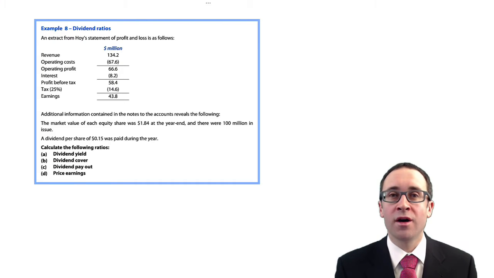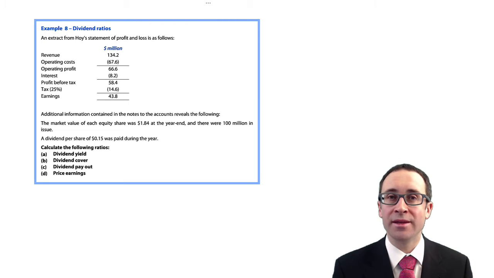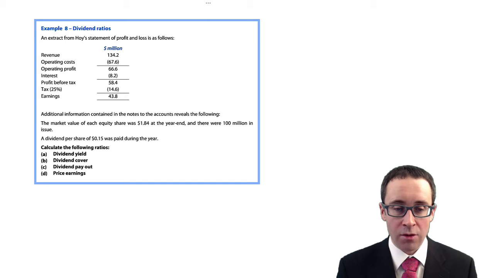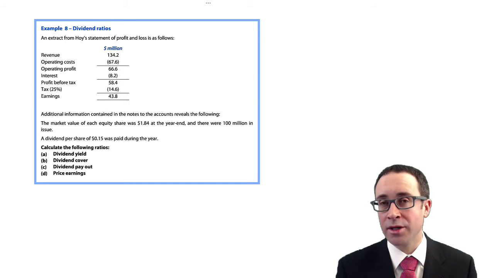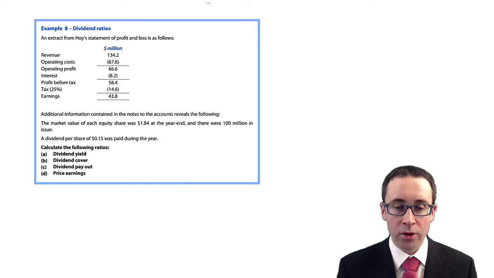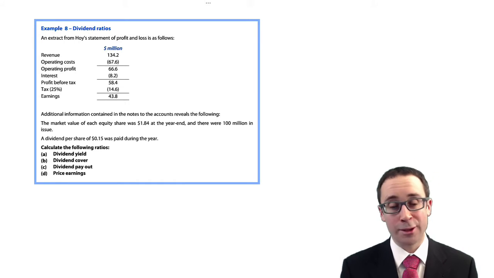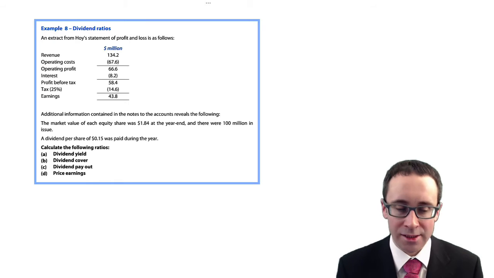So let's finish off our section looking at investor ratios by looking at some ratios linked to our dividends. The question there, entitled Dividend Ratios, all about a company called Hoy, starts by asking us for 4 ratios, 3 of which are related to dividends. The 4th one clearly isn't.